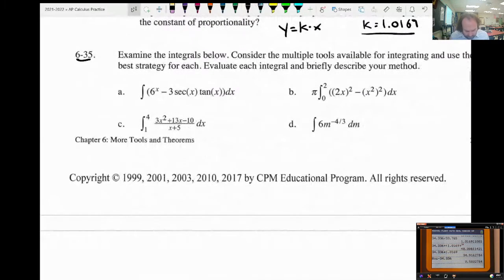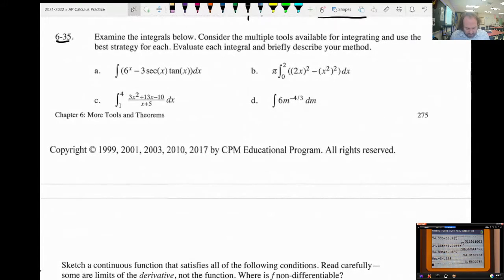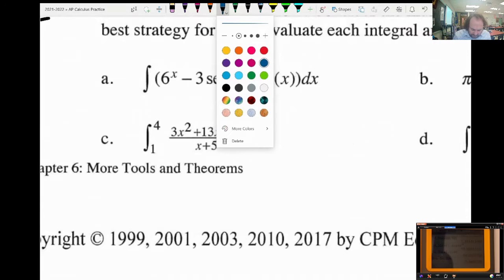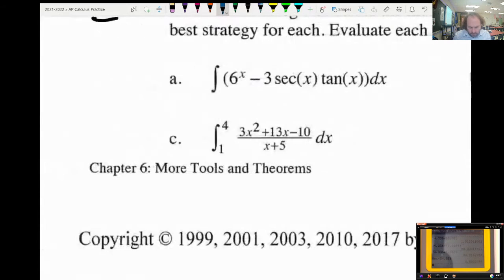Okay, Chapter 6.3.5. We've got a bunch of integrals here. We're going to consider the multiple tools available for integrating and use the best strategy for each. So here we go. Now you've got to work backwards in question A. At this stage, I'm just going to pause for a minute. At this stage, these are both derivatives that we kind of know.